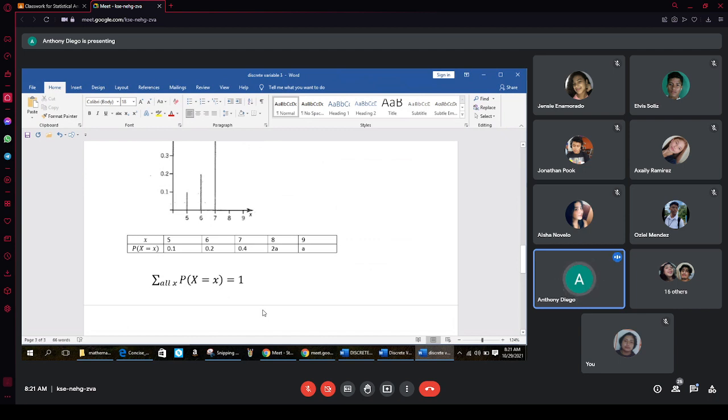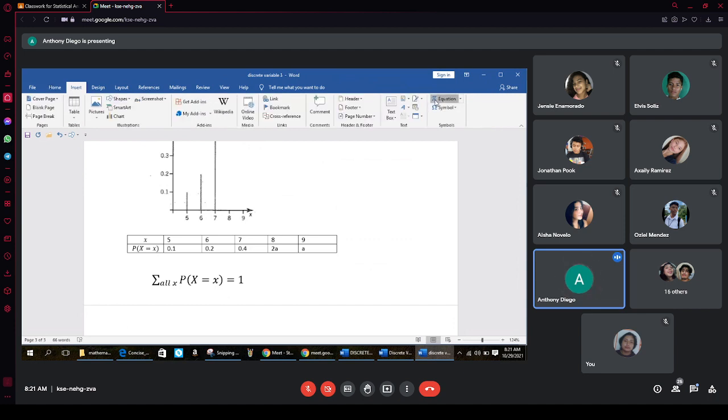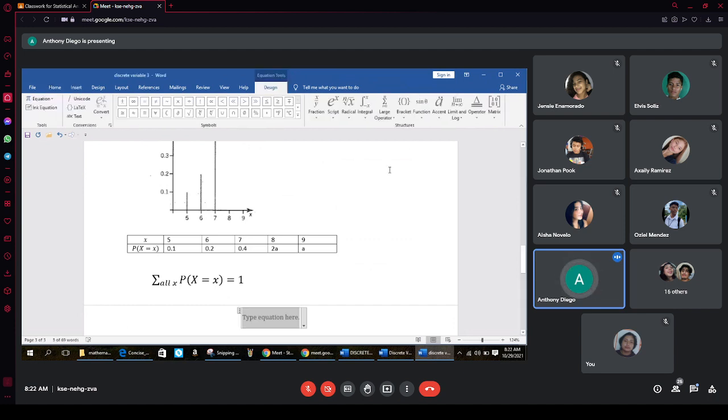So all we need to do, like what you said a while ago, is to add all of these. That will be 0.1 plus 0.2 plus 0.4, and then from there we have plus 2a plus a equals 1.